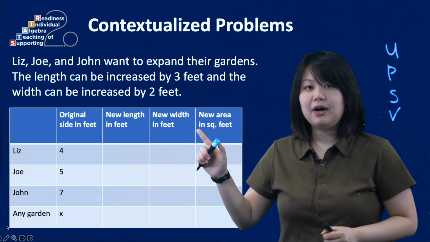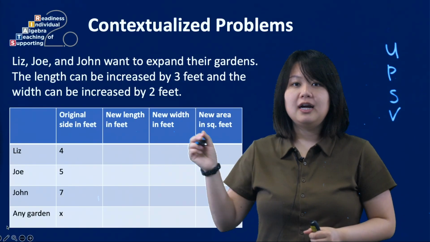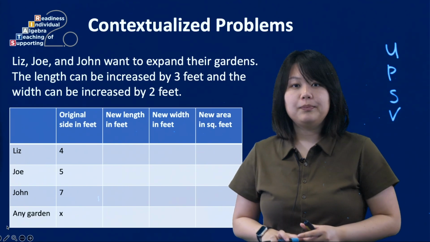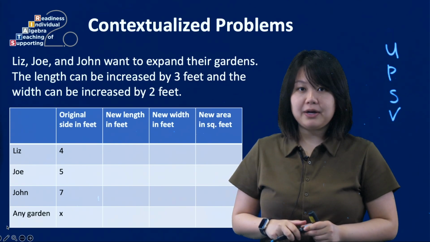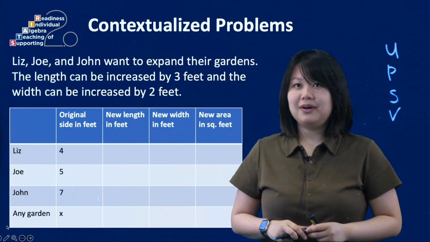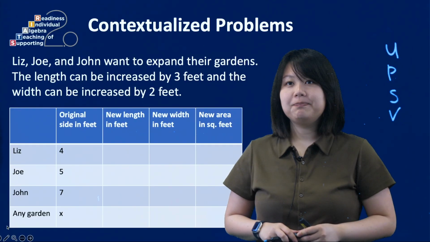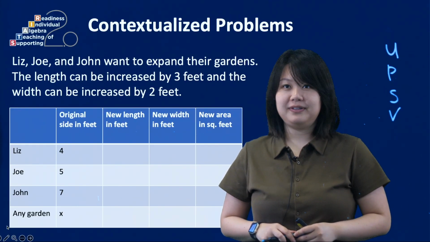And in this case, I'm not only just reading the problem, I'm really trying to understand the problem by either highlighting or underlining important words that tell me what the problem is about. So let's read it. It says, Liz, Joe, and John want to expand their gardens. The length can be increased by 3 feet, and the width can be increased by 2 feet.